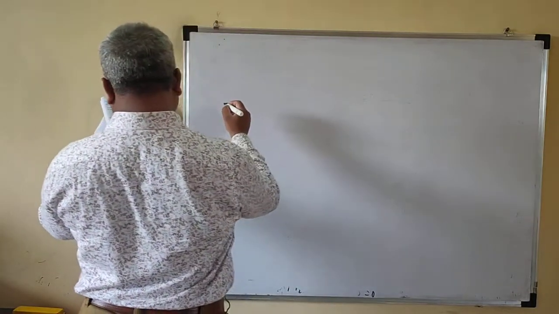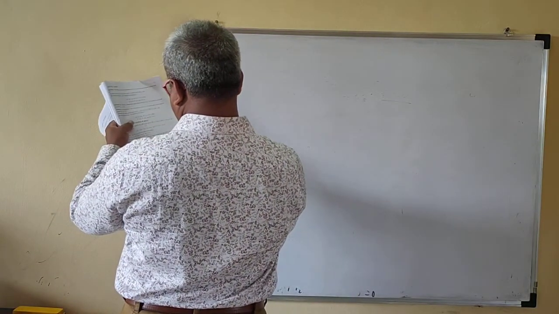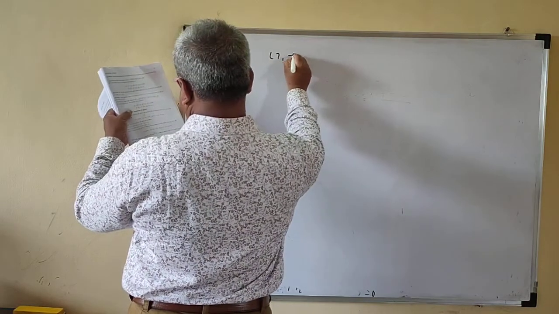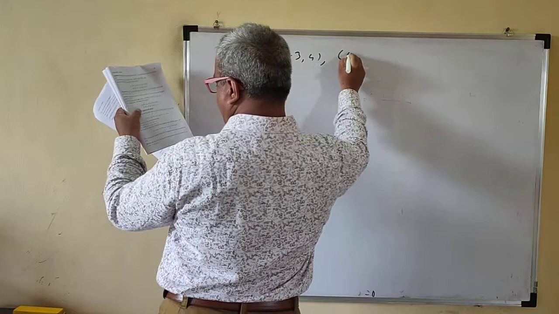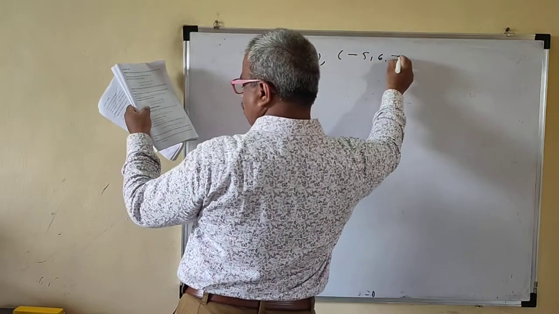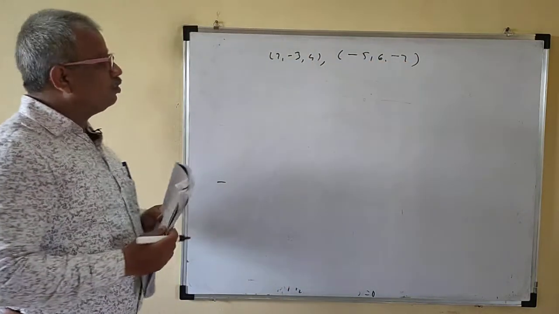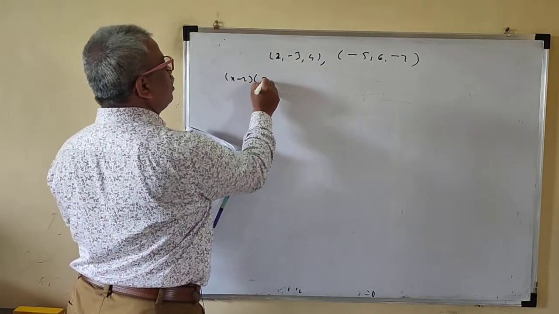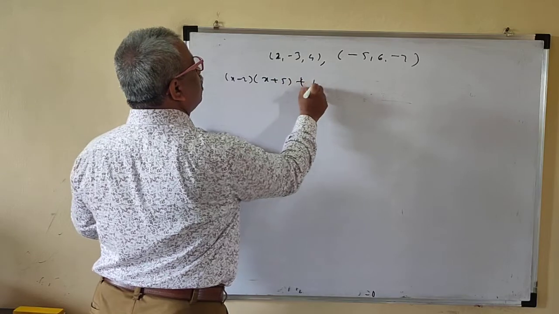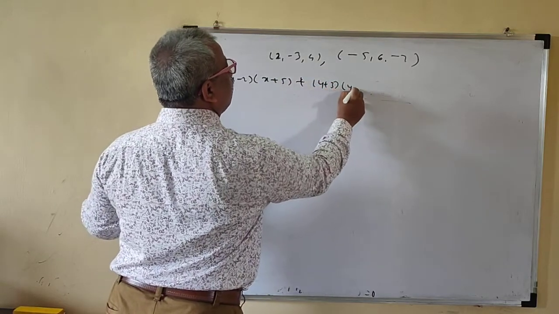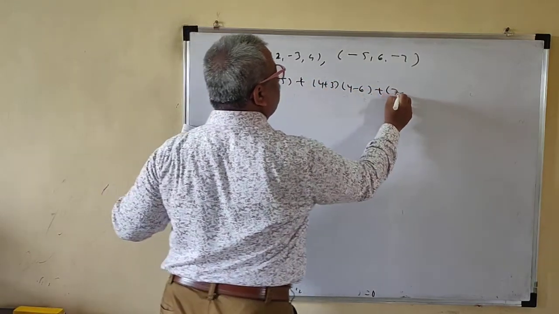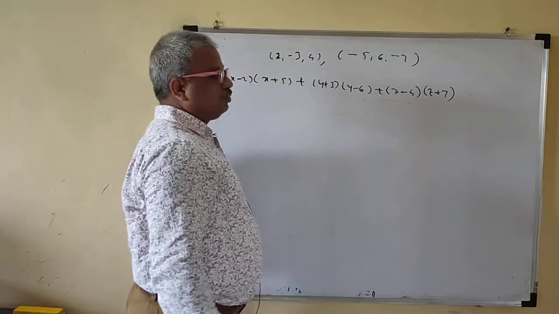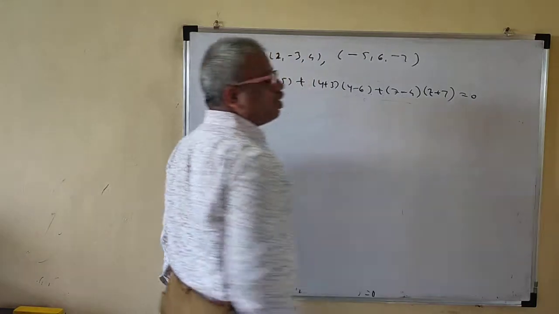Obtain the equation of the sphere described on the join of the points 2 minus 3 4 and minus 5 6 minus 7 as the diameter. So this is the diameter form. This is what: x minus 2, x plus 5, plus y plus 3, y minus 6, plus z minus 4, z plus 7 is equal to 0.